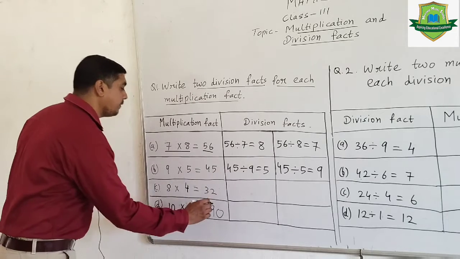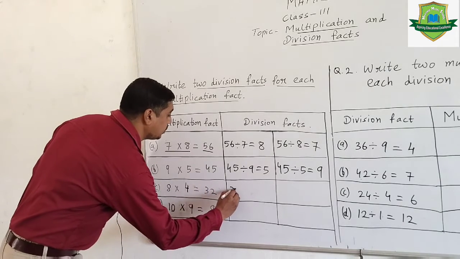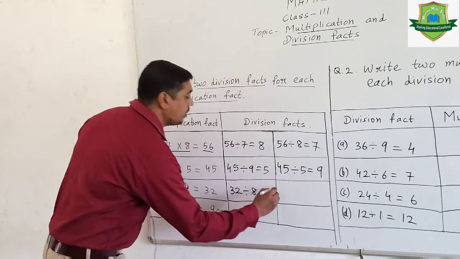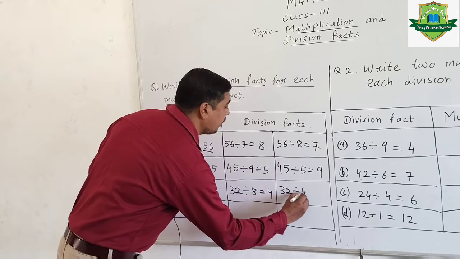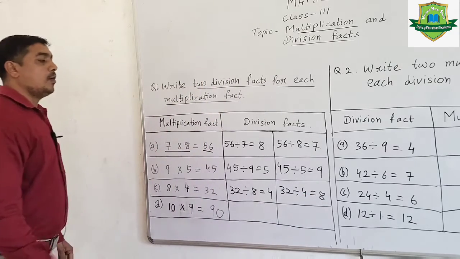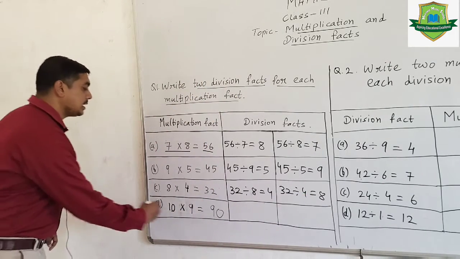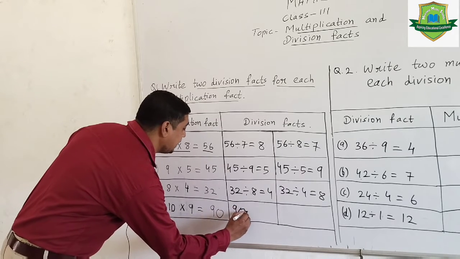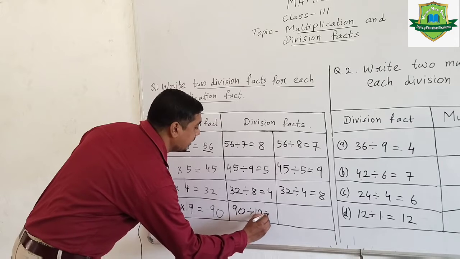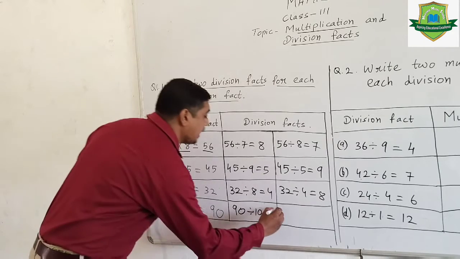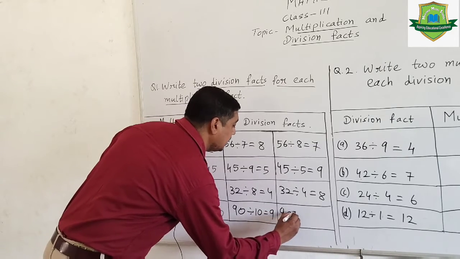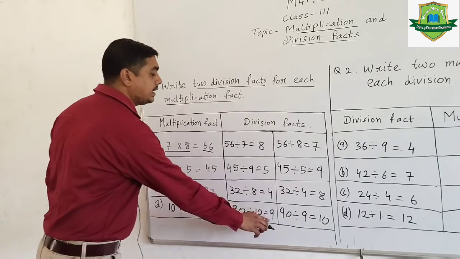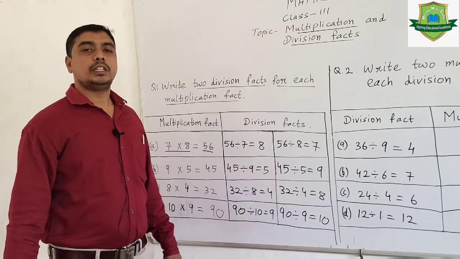Okay, so similarly I will do the rest of the sums also. 32 divided by 8 gives you 4, or 32 divided by 4 gives you 8. Okay dears, I hope you all are understanding this. Now let's do the last sum as well. Here I will divide 90 by 10, it will give you 9, and when I divide 90 by 9, it will give you 10 as the answer. So again 9 and 10 are your division facts.